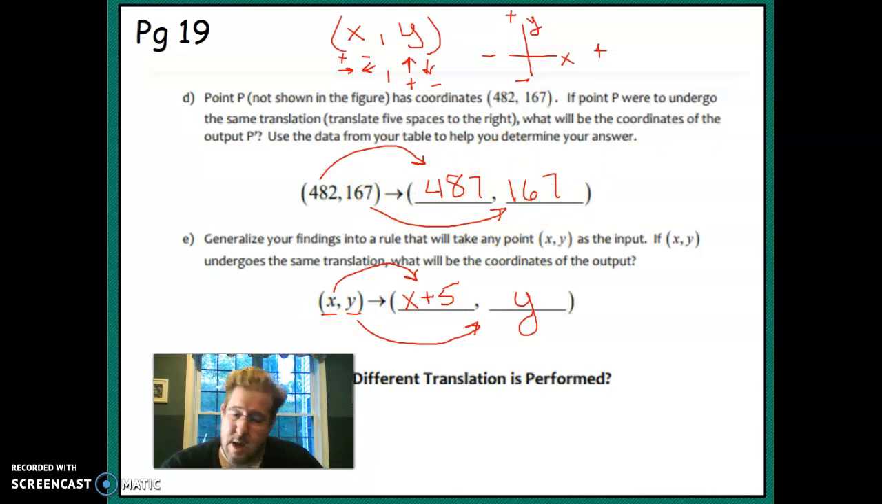All right, in the next video, we will be using the same concept to both find rules and find points when given a rule.